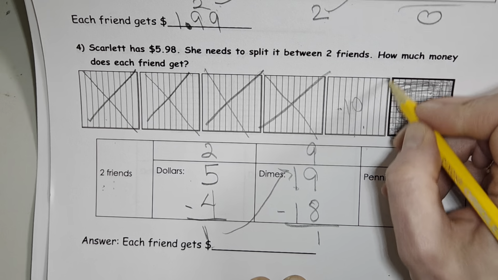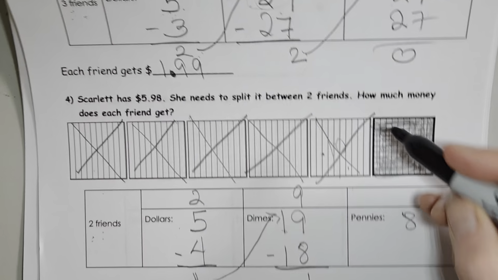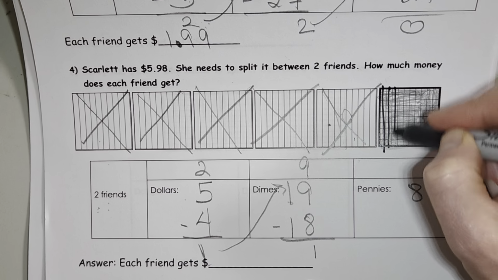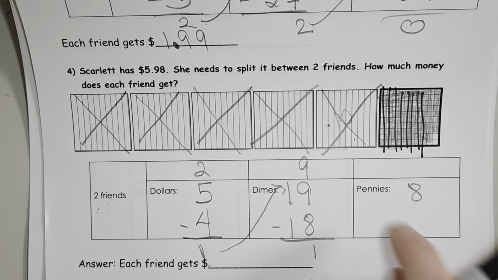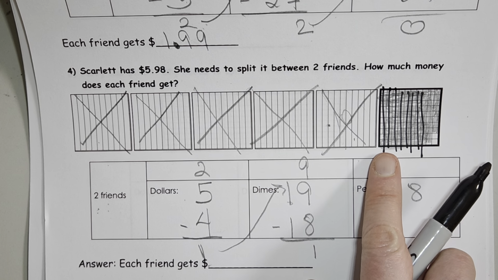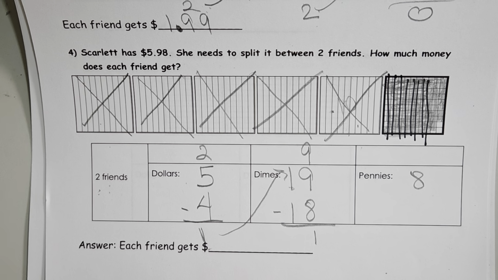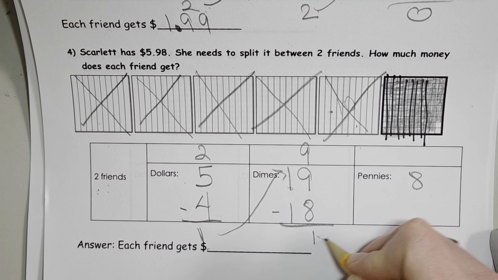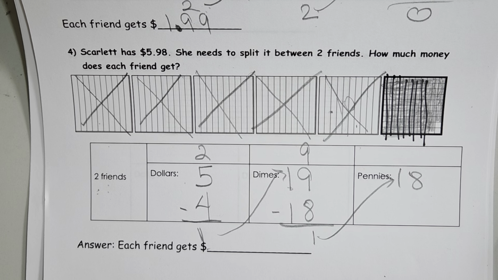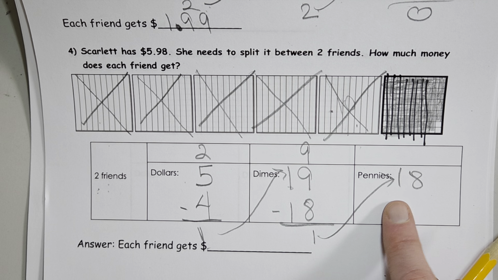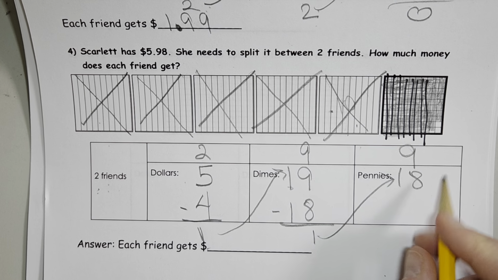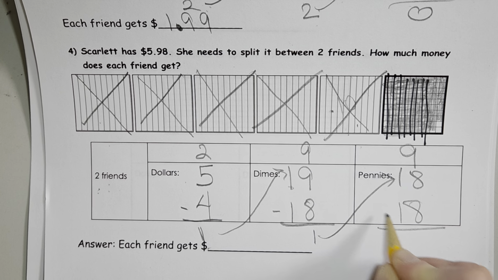So look, we gave away 10, 11, 12, 13, 14, 15, 16, 17, 18 dimes. That's how much we were able to give away equally. But we still have 1 dime and 8 pennies. Bring that dime over. Okay, 1 dime, 8 pennies. So that becomes 18 pennies. Okay, look at that. We know that one already. 2 times 9 is 18.